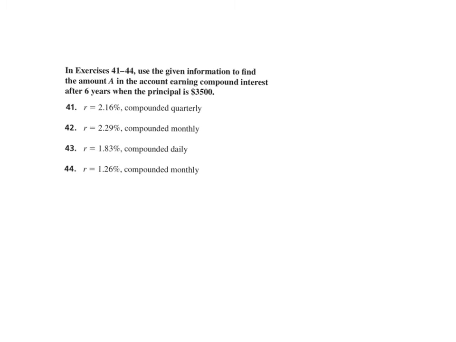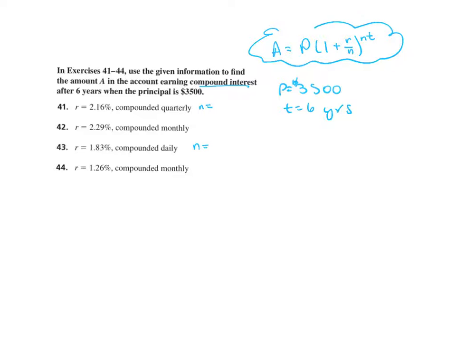Now let's look at number 41 and 43. Use the given information to find the amount A in the account earning compound interest after 6 years when the principal is $3,500, I apologize. And then t is 6 years. And then n varies depending on how much it's compounded. When it says compounded, this is the time that you use A equals P times 1 plus r over n raised to the n times t. So whenever you see the word compounded, this is when you're using it.